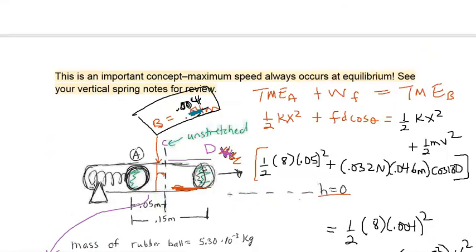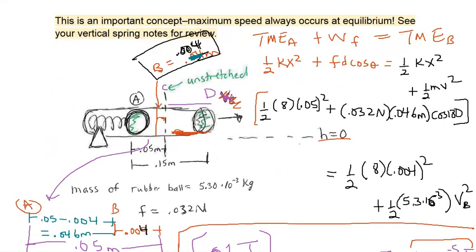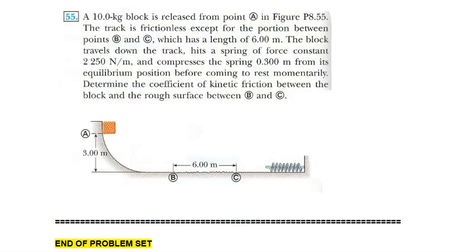Okay, so just quickly, before we do the very last question, the moral of the story is maximum speed occurs at equilibrium. And so set the two forces equal. And because we're not at unstretched, we're going to have spring stored energy. I'm not sure why this one is 55, because I don't think it's as tricky as some of the other ones we have tackled. But let's just go ahead and do this, and then we are done.